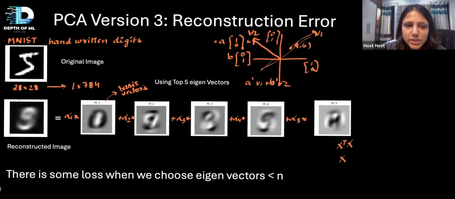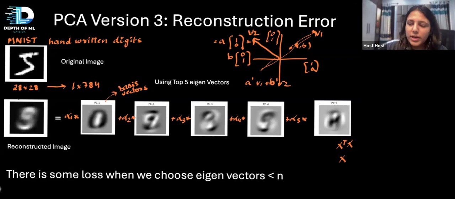Okay, so now we understand that this is a reconstructed image. This is much lower dimension. We have reduced the dimensionality, and these are the eigenvectors, right? And my reconstructed image is some linear combination of these eigenvectors. Fine.